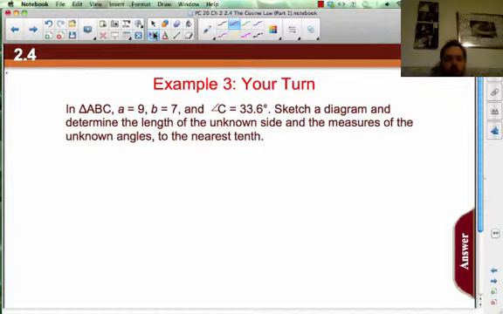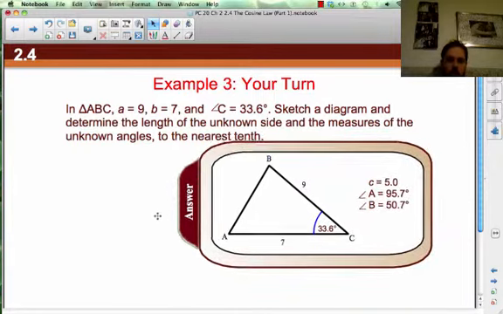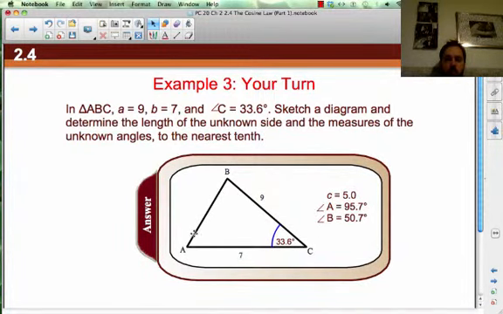Pause the video. When you come back, the answer will be here for you. So pause the video now. There's your answer. There's what your triangle looks like. I'm hopeful that you were able to come up with those. If you can't, go back and give it another try, and if you still can't, ask me about it in class tomorrow. We'll go over it together.